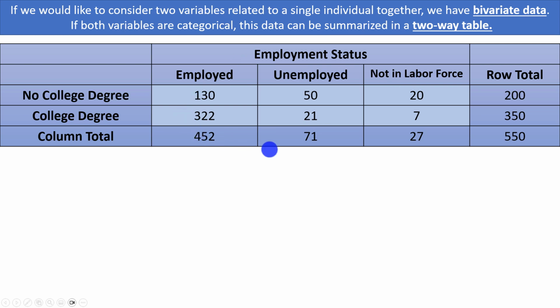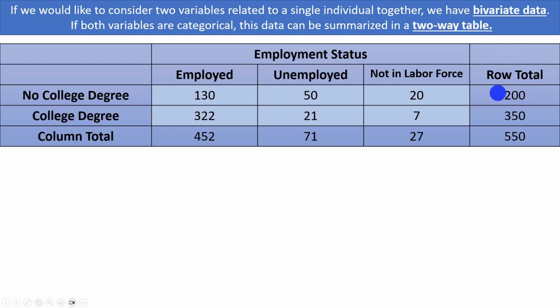Now we do have numbers in here, and that's just because we're counting how many individuals fall into each of those categories. So for example, we have 130 individuals who do not have a college degree and are employed. Or we have 7 people who do have a college degree and are not in the labor force. That would be individuals not even looking for work. Unemployed typically means you do not have a job and you are actively seeking a job.